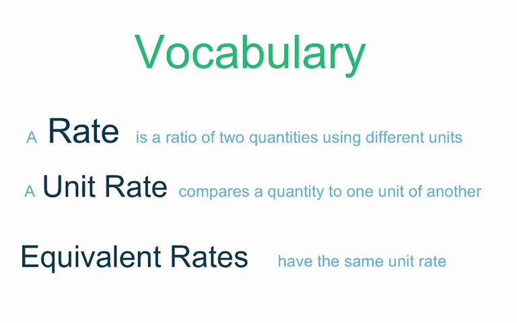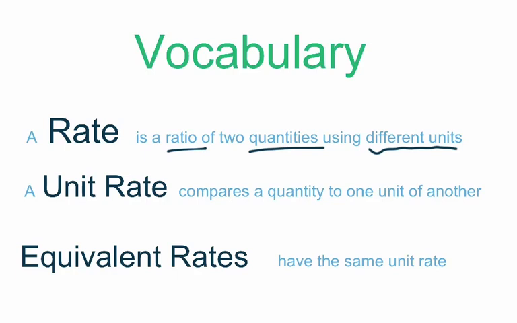A rate is a ratio, which is something we just learned, of two quantities. Now remember, anytime we say quantities, we kind of just mean two numbers. But a rate is a ratio of two quantities using different units. And we're going to talk about what those units might be on the next slide.